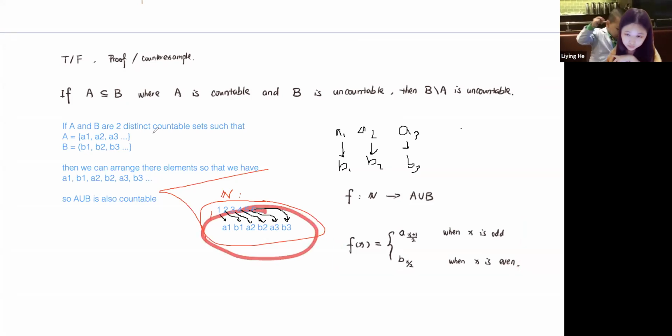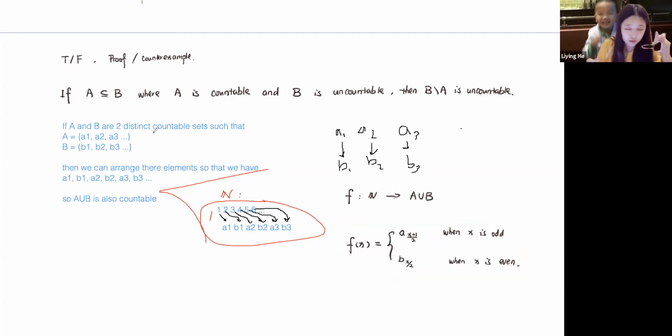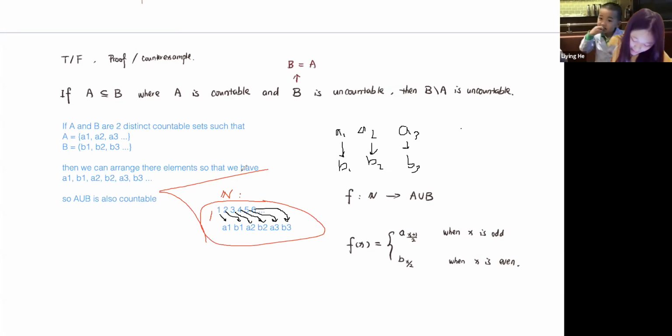So you either show this arrow diagram or you show an explicit function to show that the union of two distinct countable sets is also countable, and you use what we said before. You write B as B minus A union A. We know those two are distinct. We know this is countable. We suppose this is also countable. That's gonna give us B is also countable, which is a contradiction.